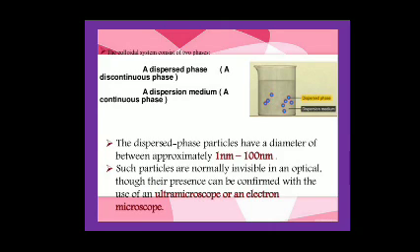Dispersed phase. What is the dispersed phase? The substance which is dispersed as colloidal particles in the dispersion medium is called the dispersed phase. The dispersed phase particles have a diameter of approximately 1 nanometer to 100 nanometers. Such particles are normally invisible in an optical microscope, so their presence can be confirmed with the use of an ultramicroscope or an electron microscope.